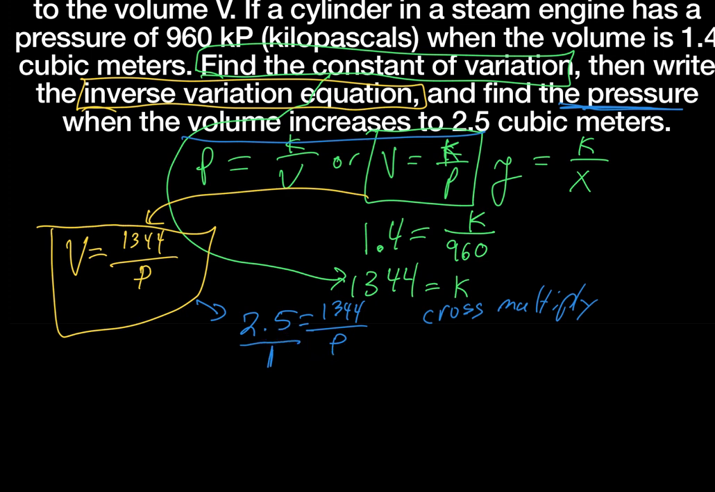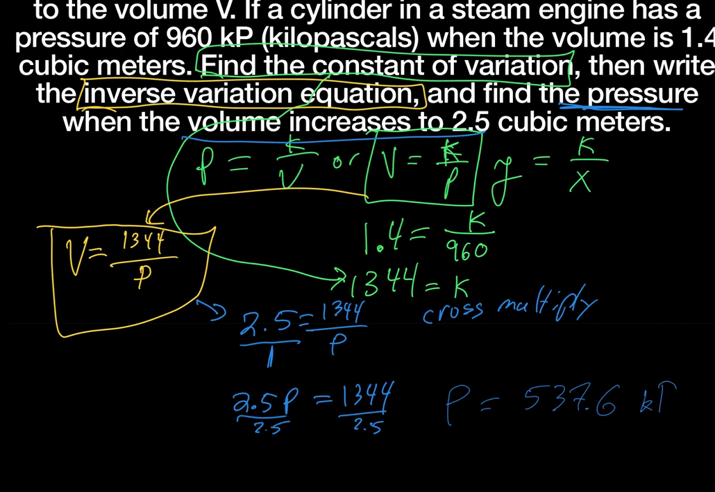2.5 times P is 2.5P. 1 times 1344 is 1344. Then divide by 2.5. And pressure will be whatever that number equals. Which you all have calculators, so I'm assuming you can do. 537.6 kilopascals.